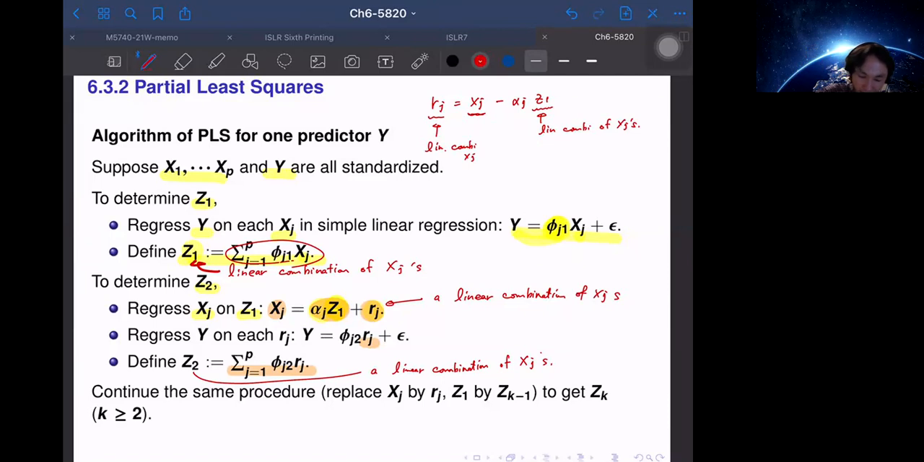And again, z2 is a linear combination of rj, so that means a linear combination of xj's. Everything is a linear combination of xj, just with slightly different components. And obviously, this is different from principal component analysis because it depends on y. z1 and z2 depend on y, so it's a little different.